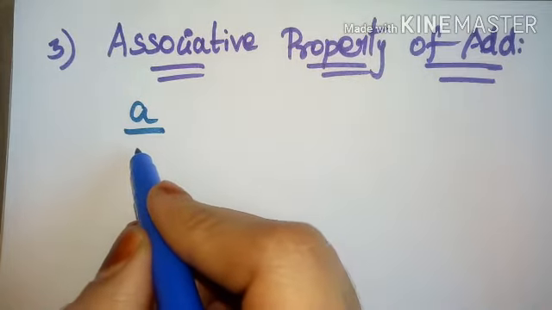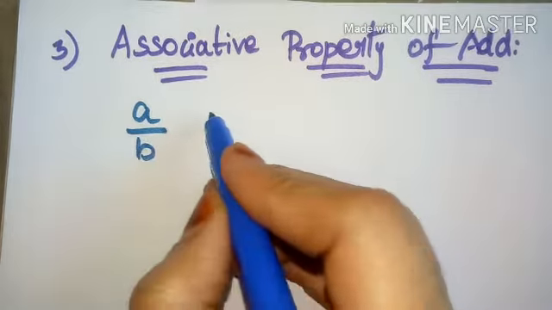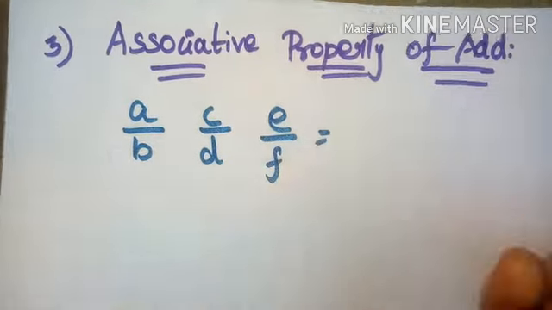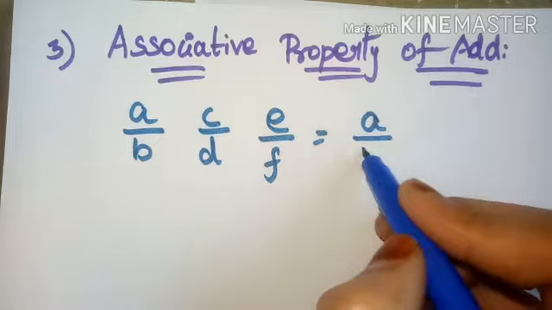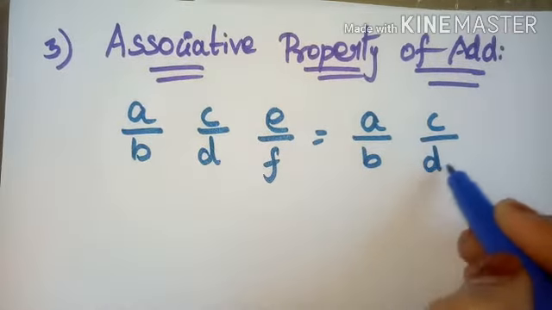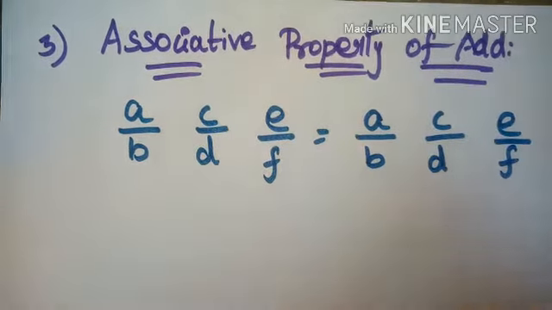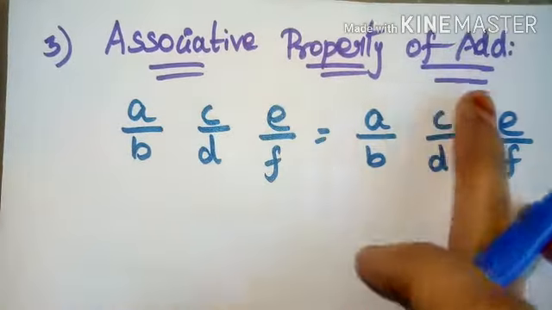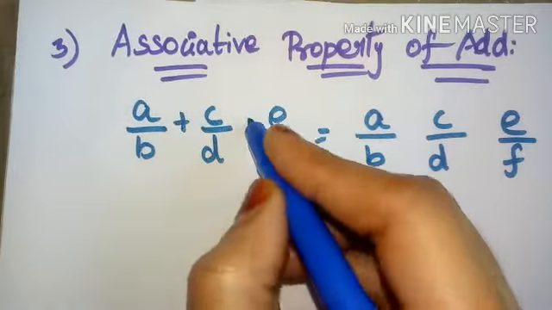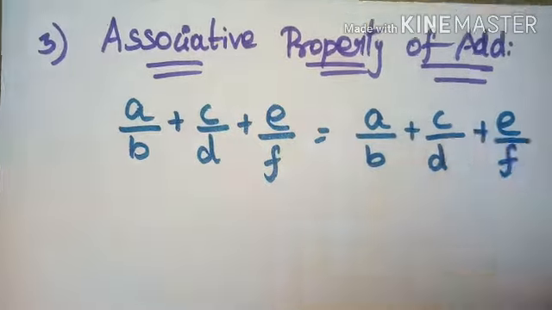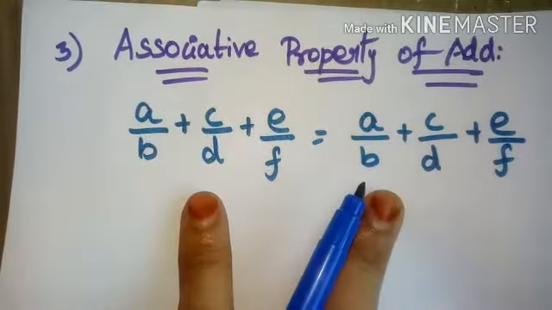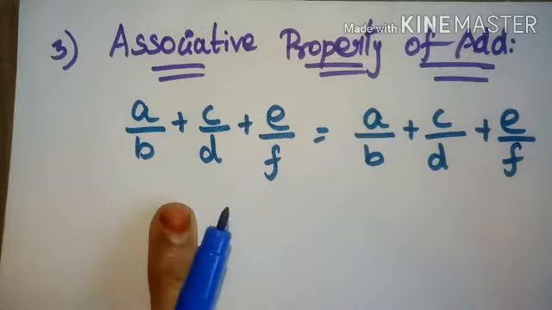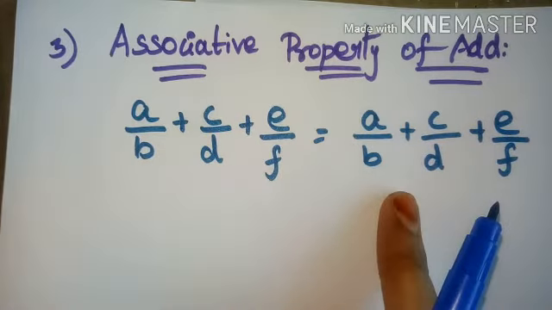We consider the three fraction numbers a upon b, c upon d and e upon f. This side also a upon b, c upon d, e upon f. This is the common form of the associative property. If it is add, we have to write plus. Okay, see, both LHS and RHS are equal. Then why do we want to find both the terms? If we find that one term is equal to the next term.